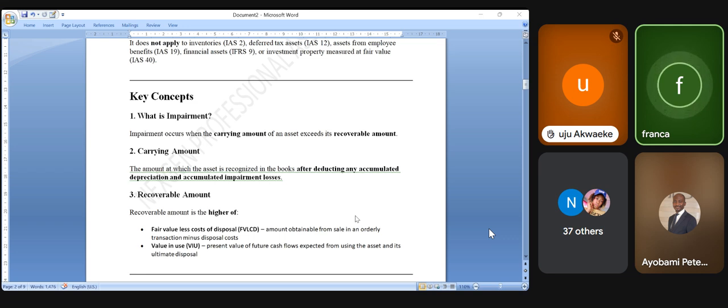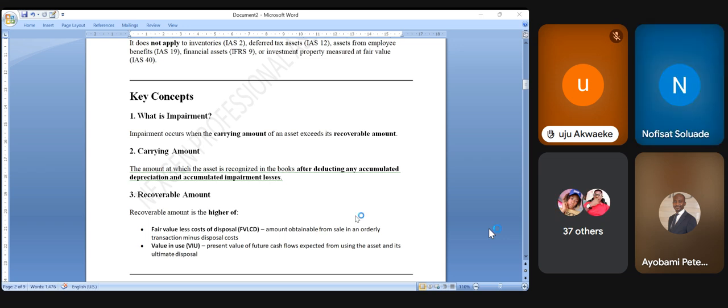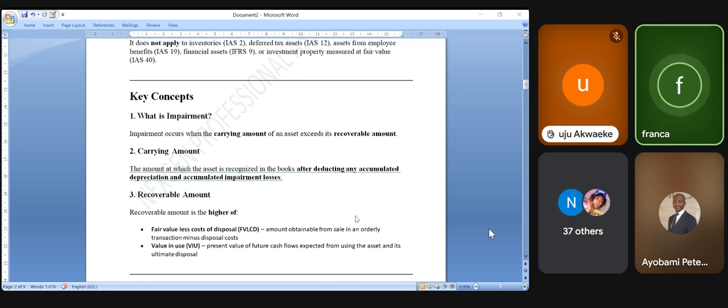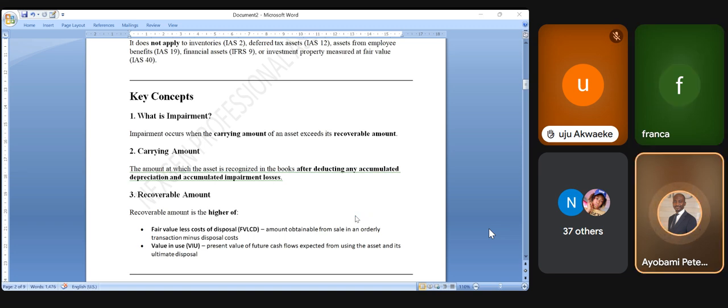But if it is a group, we write it off like goodwill. Where goodwill cannot accommodate it all, we then allocate it on a pro rata basis to other intangible assets. I think that is the one.